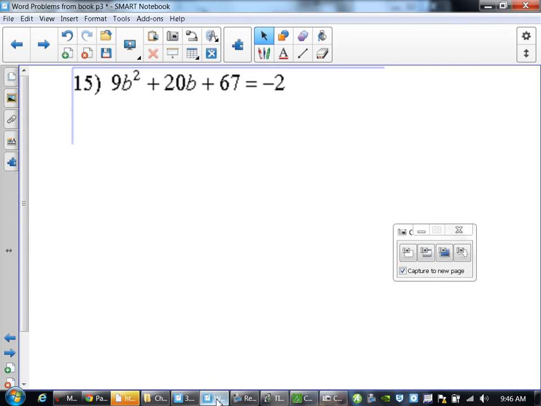Okay. Completing the square, first thing we have to do is make sure we get everything on one side first of all. Then we're going to take out the leading term coefficient.